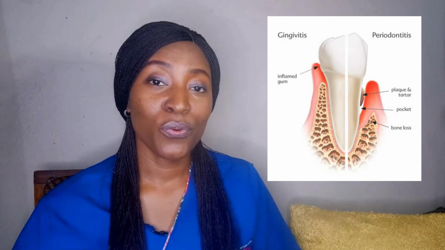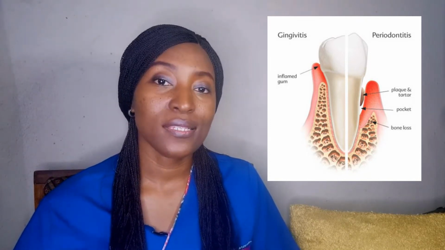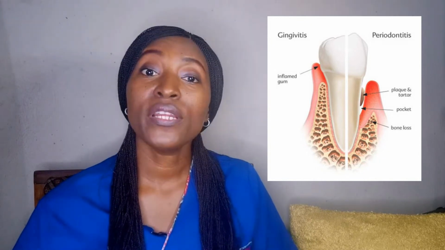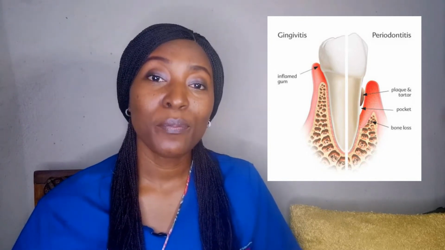If this is left to progress, you can eventually have what we call pockets. A pocket is a space that occurs between the gum tissue and the tooth. And when this pocket has been created, you end up having more plaque accumulating, more debris accumulating, and you can end up having what we call periodontal disease.